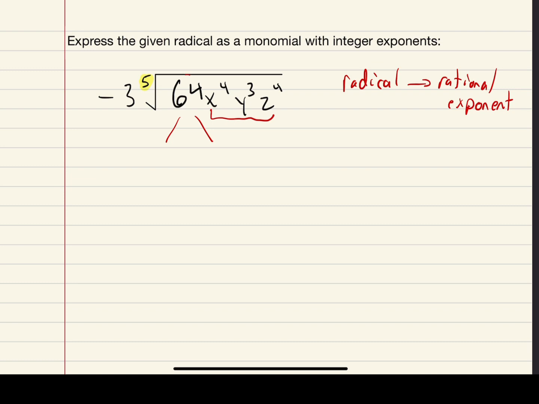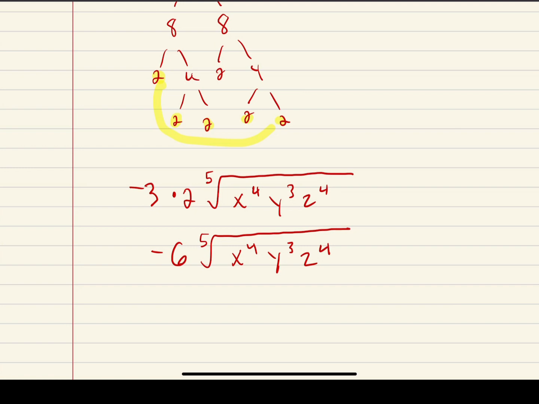groups of 5. So the 64 breaks down into 8 and 8, which breaks down into 2 and 4 for each set, which furthermore breaks down into 2 and 2. And then that leaves us with 1, 2, 3, 4, 5. So we can actually pull all of these outside the root. And this at least simplifies it before we convert it to an exponent.